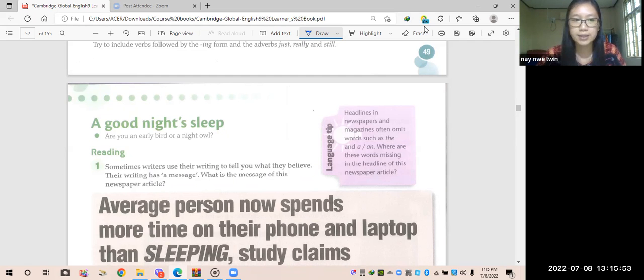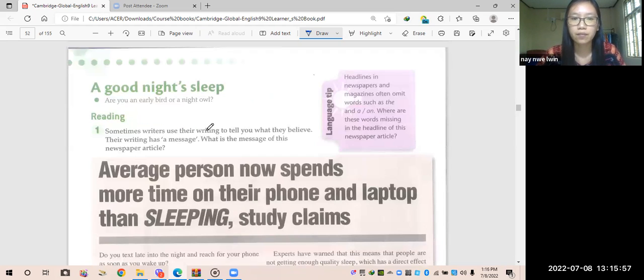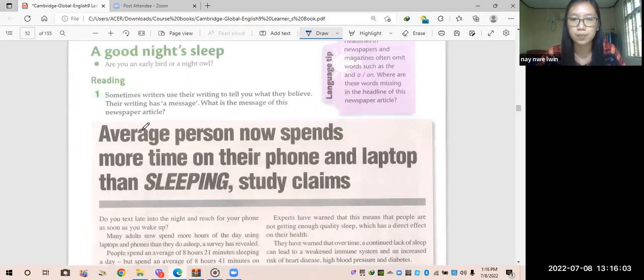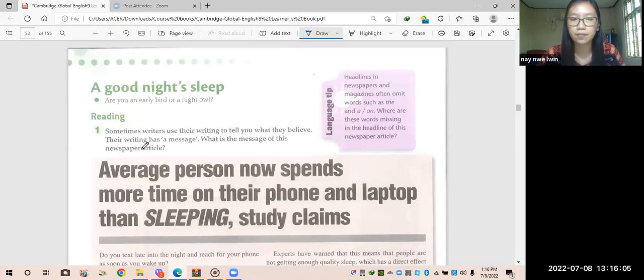Okay, so we'll read number one, reading. Sometimes writers use their writing to tell you what they believe, and their writing has a message. So what is the message of this newspaper article? The article is: Average person now spends more time on their phone and laptop than sleeping, study claims. So what is the message that's given to the readers according to the title? What is that?